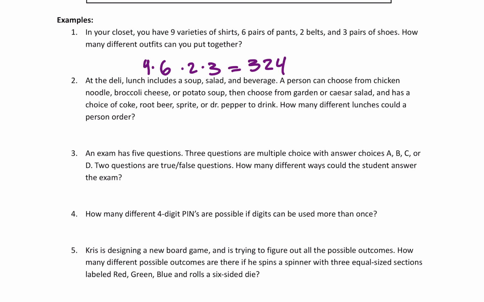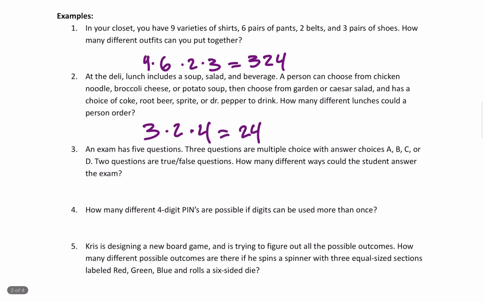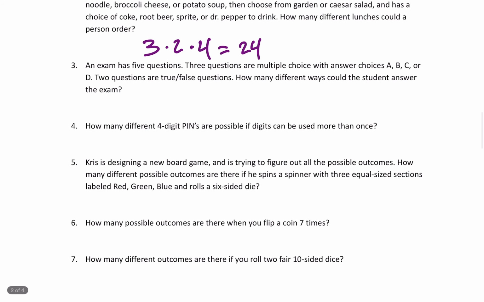Okay, now we're going to a deli, where we're going to buy lunch, and it includes a soup, a salad, and a beverage. So we can choose between chicken noodle soup, broccoli cheese soup, or potato soup. So that's going to give us 3 options of soup. And then we're going to choose either a garden or a Caesar salad. So we've got 2 options for salad. And then we can choose either Coke, root beer, Sprite, or Dr Pepper. So we've got 4 options of drinks. And if we multiply all those together, we get 24 different types of lunches that we can order.